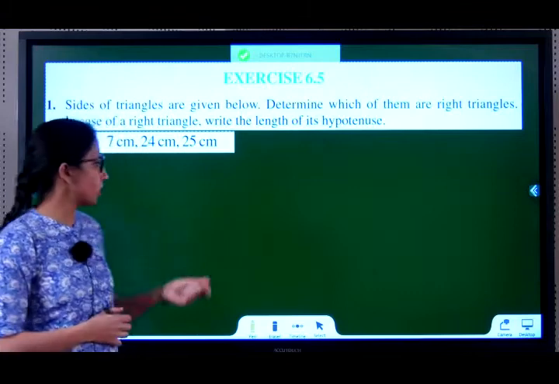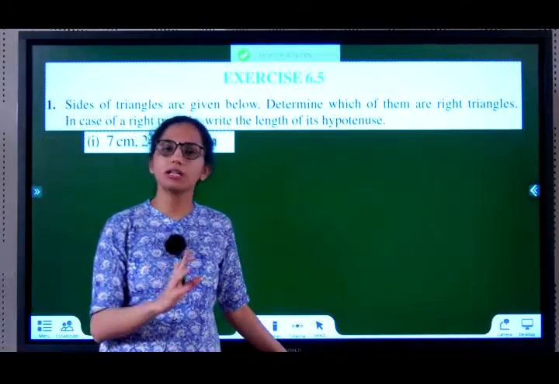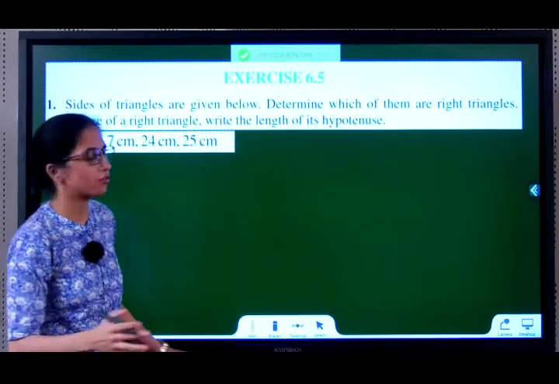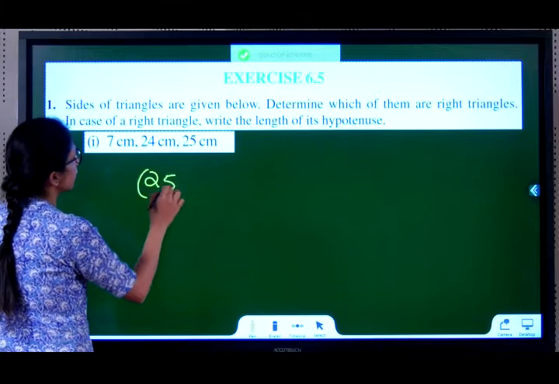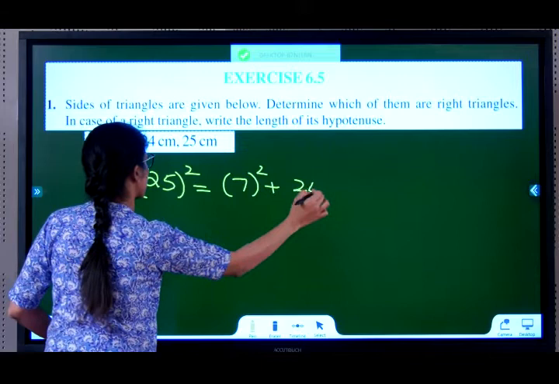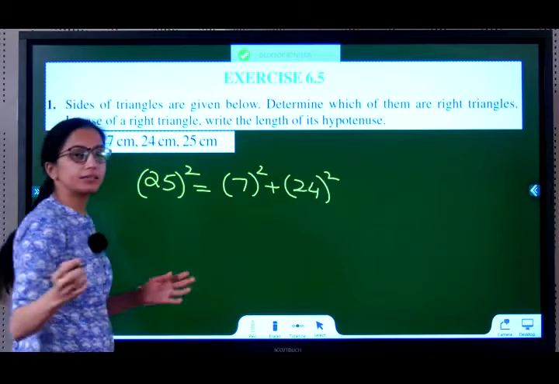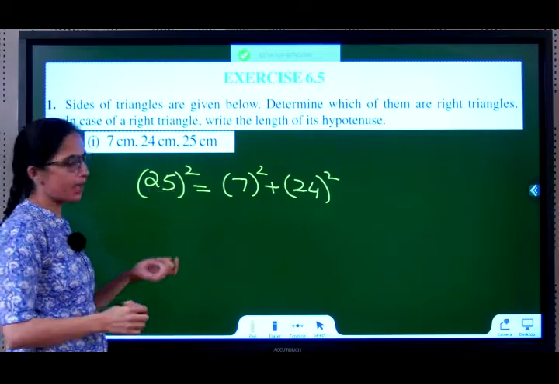Now how do you check which among these is the hypotenuse and the other two sides? The hypotenuse is nothing but the longest side of the triangle. So here 7, 24, 25. So we will check if 25 square is equal to 7 square plus 24 square. If it is equal, then yes, it is a right angle triangle and 25 centimeters is the hypotenuse.